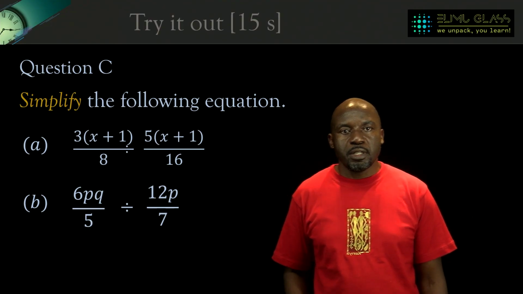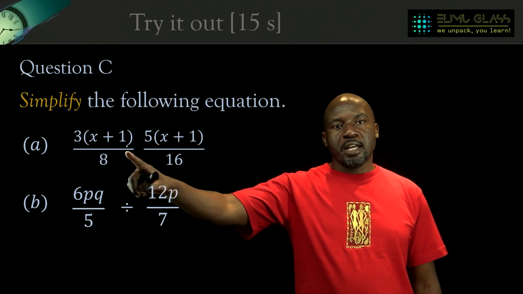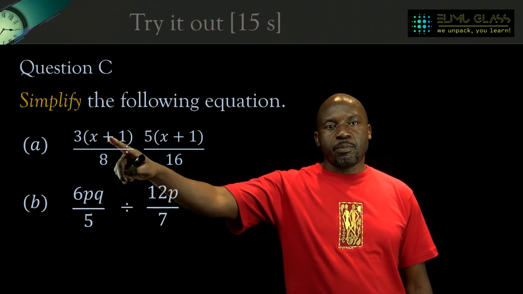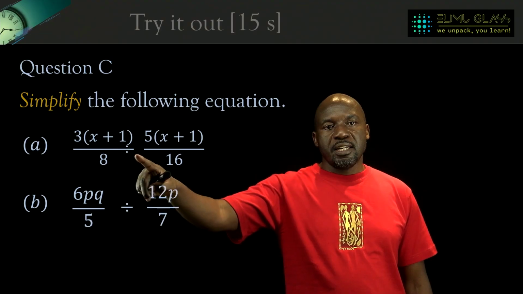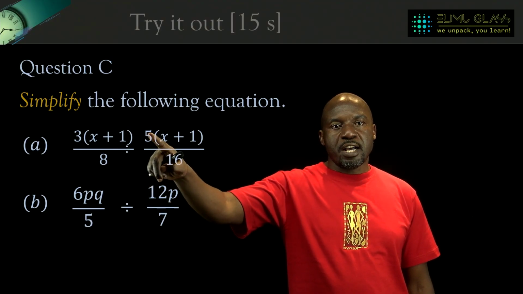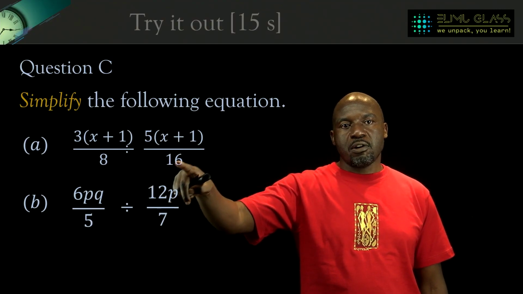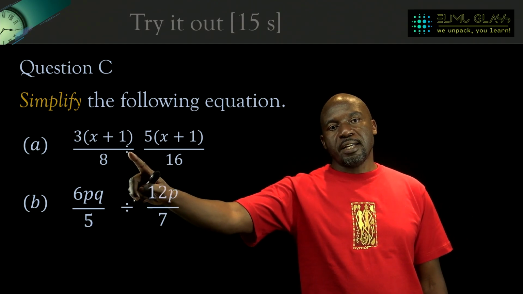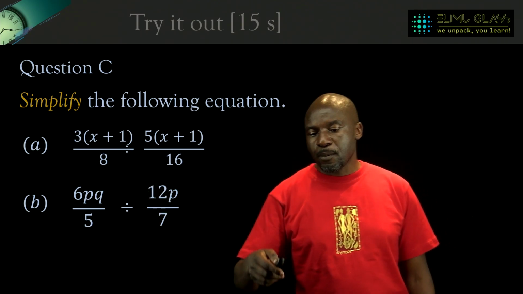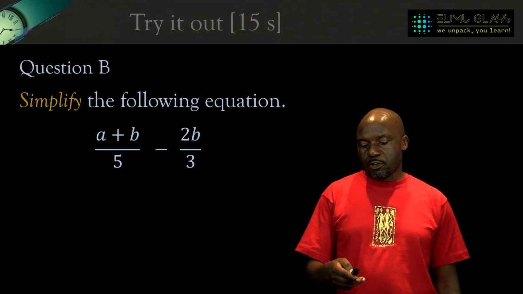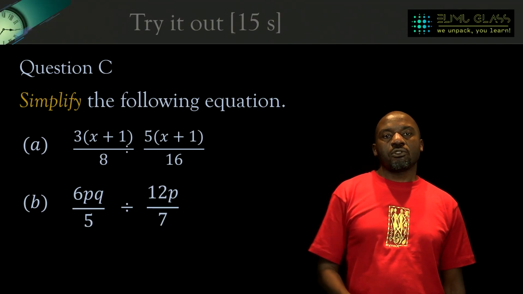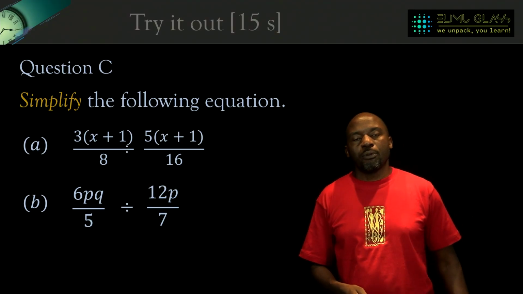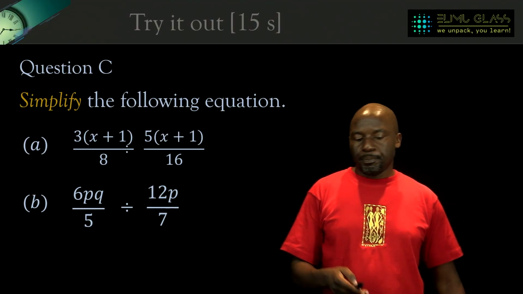This is supposed to be divide by, so this has kind of moved. So it's 3 into x plus 1 over 8, divide by 5 into x plus 1 over 16. Okay, try to solve that. This is divide, just same as that there. What about the previous one is subtract, so that is just simplifying. So try those ones out. Divide. Okay, pause the video, try them out.